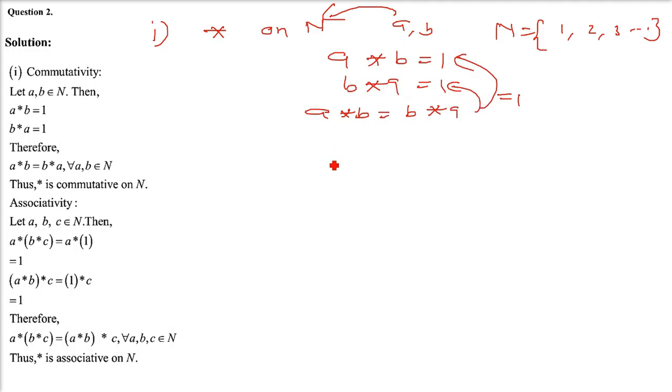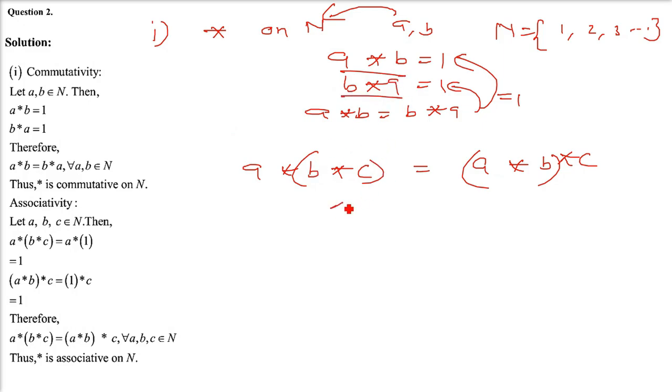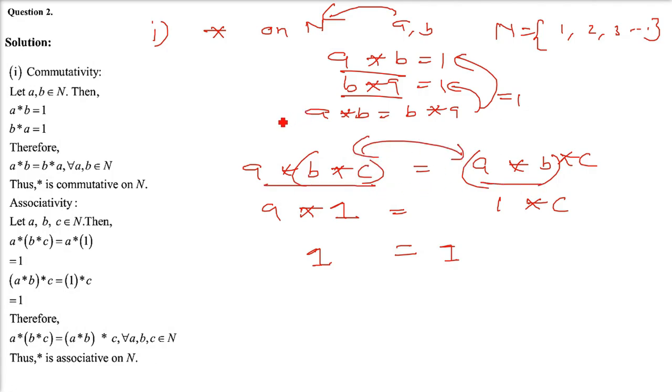Now I am doing the associative property. (a star b) star c and a star (b star c). First we will do the b star c. So b star c will give you 1. So a star 1 will be equal to, again a star b is 1, so 1. And (a star b) is 1, and 1 star c, whatever you do, it will come as 1, as the question is saying. So 1 will be equal to 1. That is, star is associative with respect to the set of natural numbers.